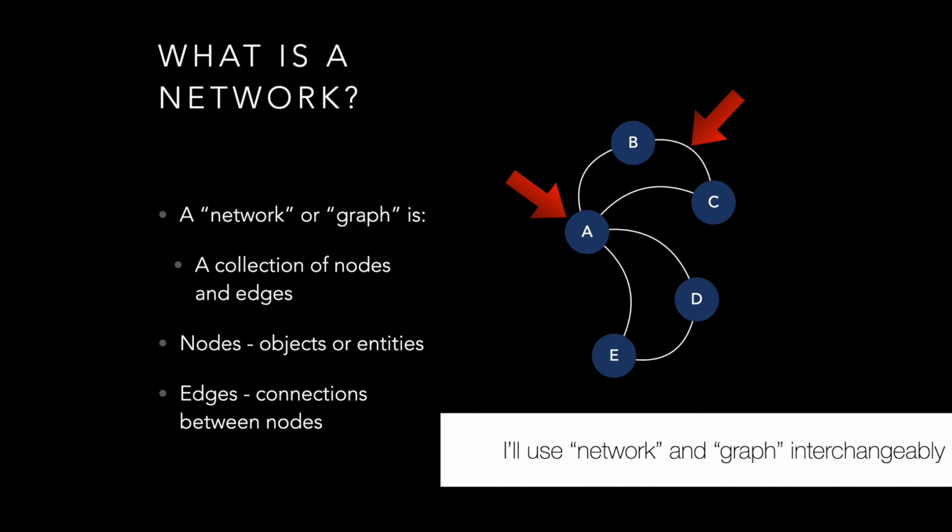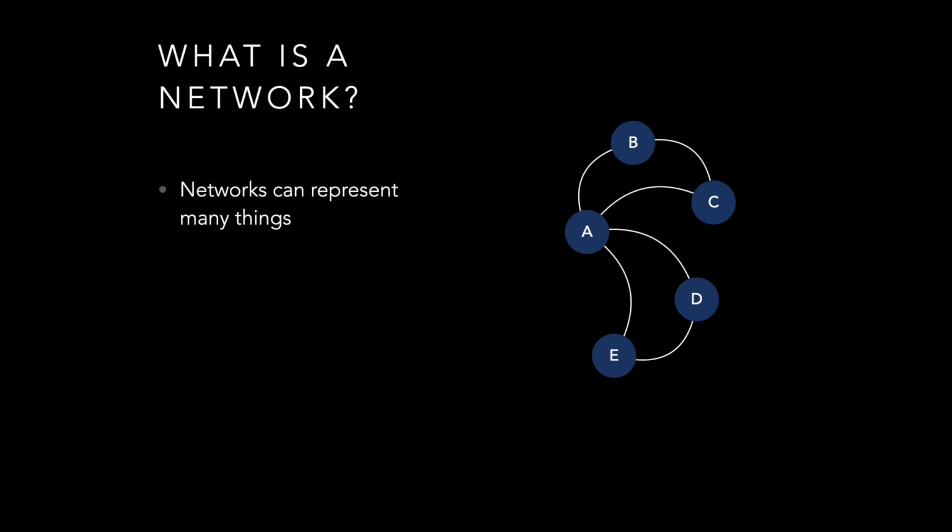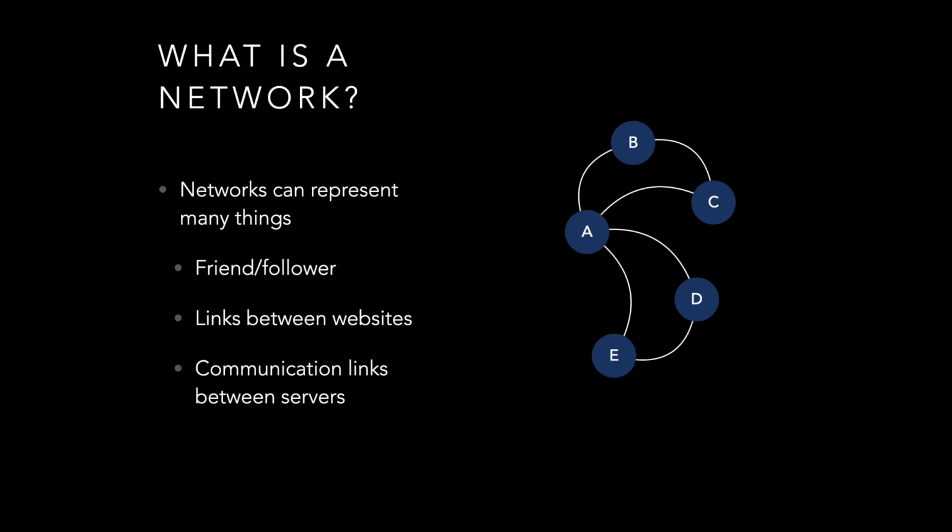There's no difference in my language between talking about networks and talking about graphs. A lot of it will be just contextual. As we've mentioned, networks can represent a bunch of different things. So there's the social networking aspect of friends and followers. There's the web mining aspect, or the World Wide Web, where nodes represent websites or web pages, and links or edges represent links between these websites or web pages.